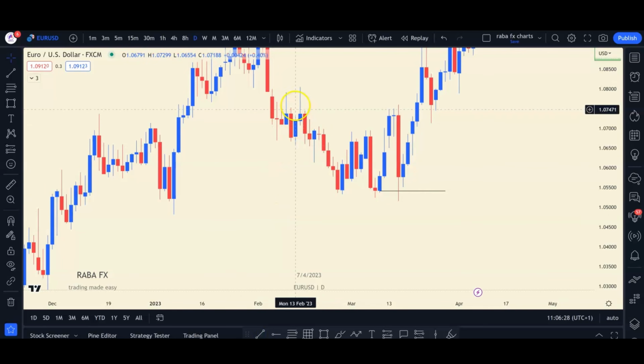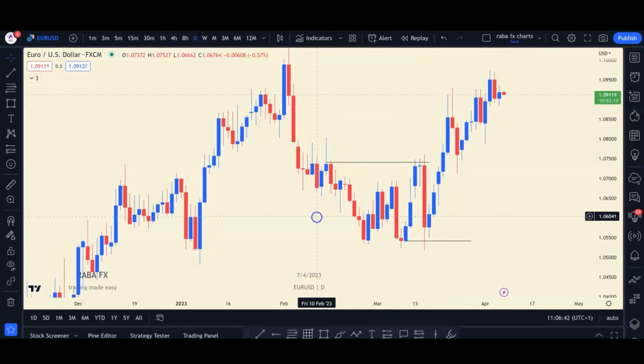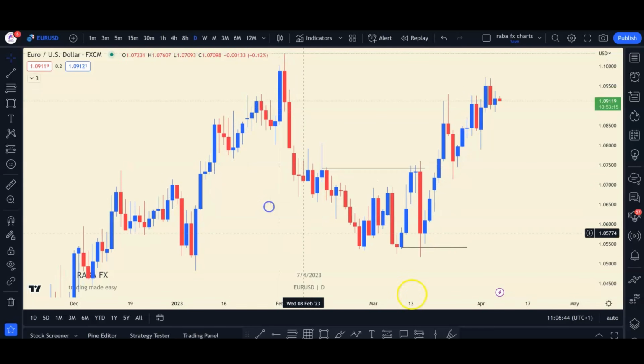Looking at here, we have this open here which was also mitigated. You can see price mitigated the open before giving you a trade to the downside. These are key areas that you should be using in order to profit from the market.